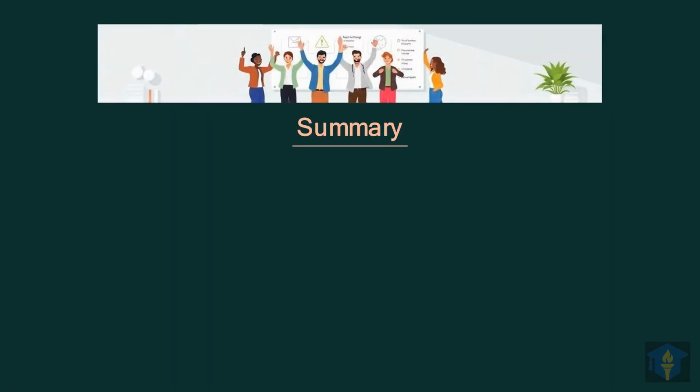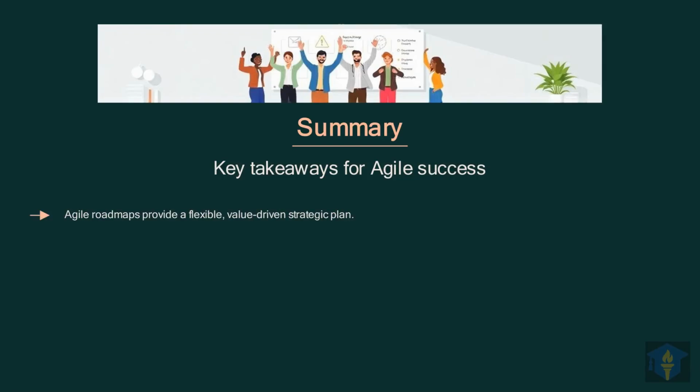We've covered a lot of ground today, so let's quickly recap the key takeaways from our discussion. Here are the essential points to remember for achieving success in your Agile projects and processes. Remember, Agile roadmaps offer a flexible, value-driven strategic plan, adapting to change and delivering continuous value. Sprint planning is crucial for setting clear goals and defining the backlog items needed for focused execution.